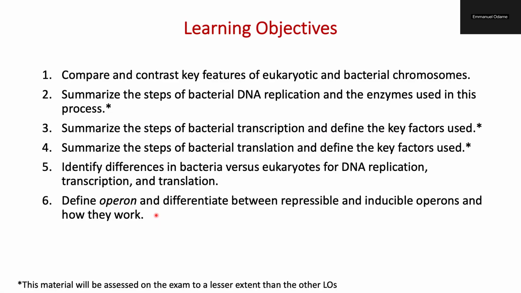We'll compare and contrast key features of eukaryotic and bacterial chromosomes. We'll summarize the steps of bacterial DNA replication and the enzymes used in the process. We'll also summarize the steps of bacterial transcription and define key factors being used, and the steps of bacterial translation and the key factors used. We will identify differences in bacteria versus eukaryotes for DNA replication, transcription, and translation.